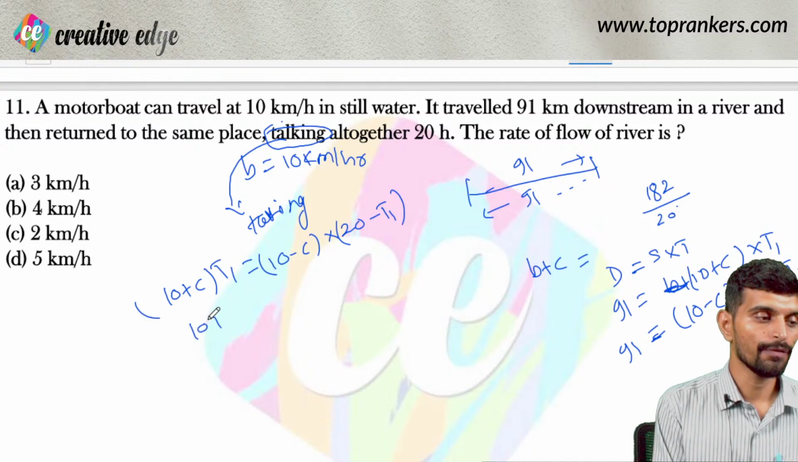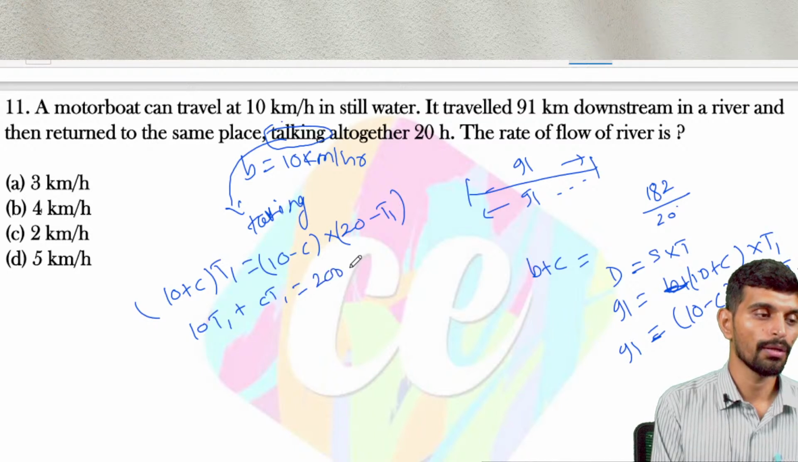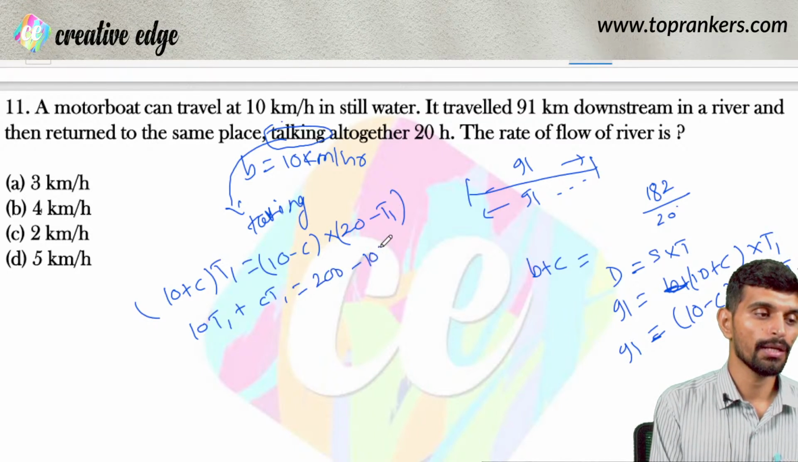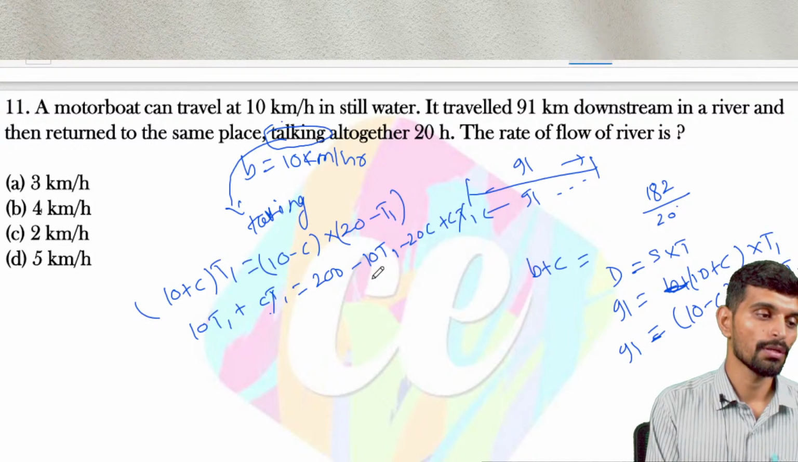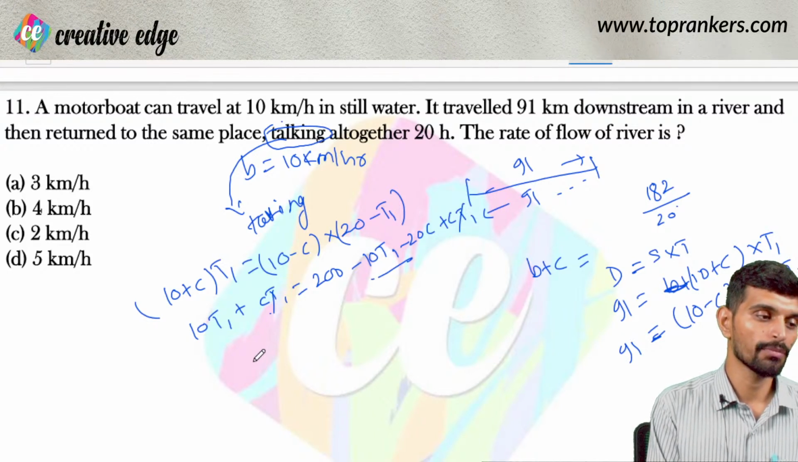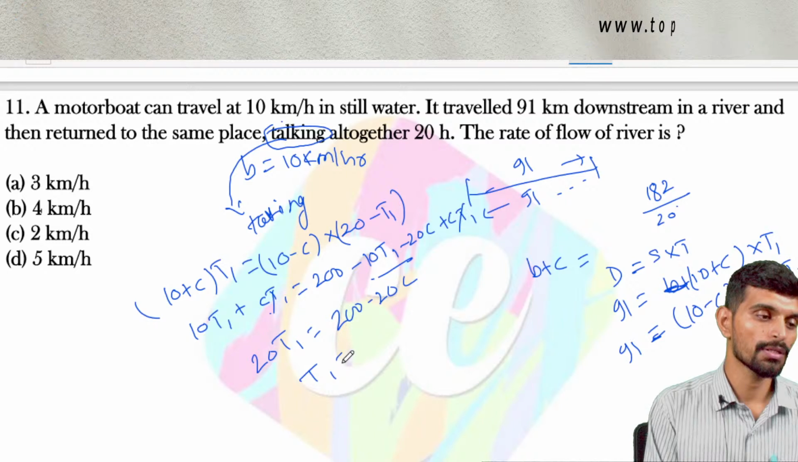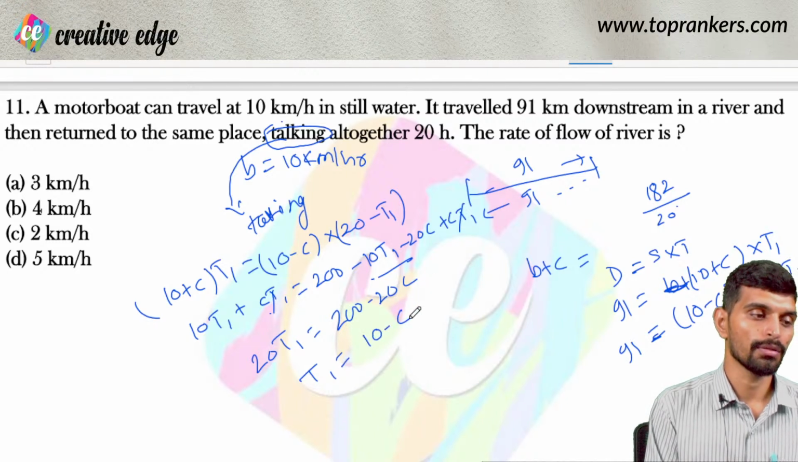So that is 10 T1 plus C T1 is equal to 200 minus 10 T1 minus 20 C plus C T1. So this CT1 and this CT1 get cancelled. This minus 10 T1 goes on the opposite side, becomes 20 T1 is equal to 200 minus 20 C. Let's say T1 is equal to 10 minus C. So this T1 is 10 minus C.